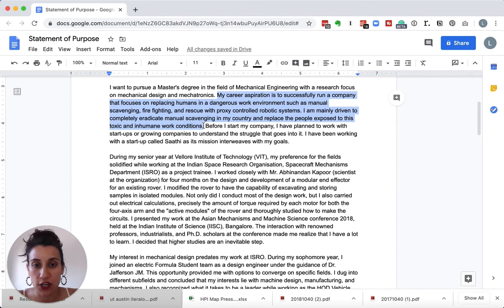and start that out with a story and then end it with, I want to dedicate my career in mechanical engineering to transforming work conditions for these types of people. And that's why I want to get my master's degree in mechanical engineering.